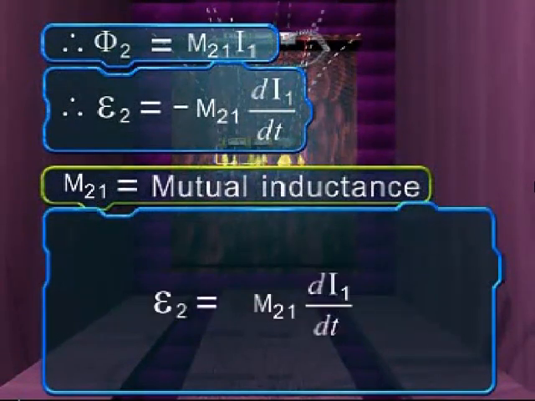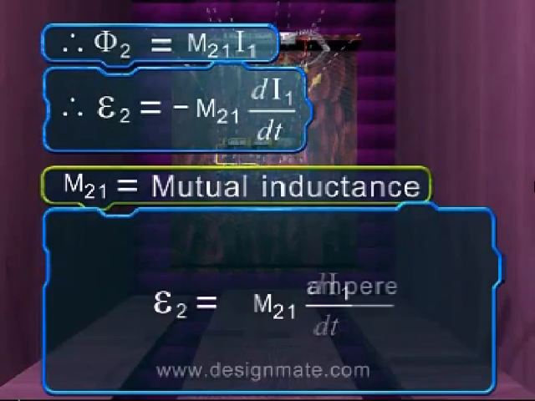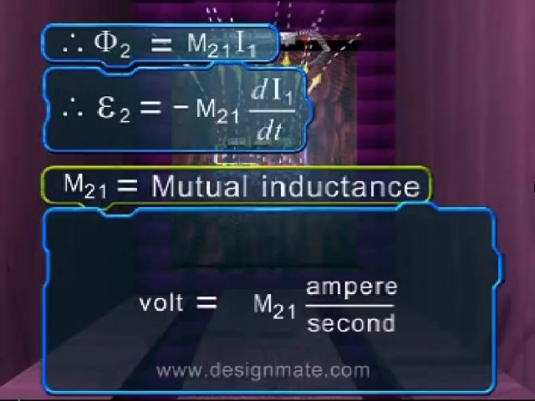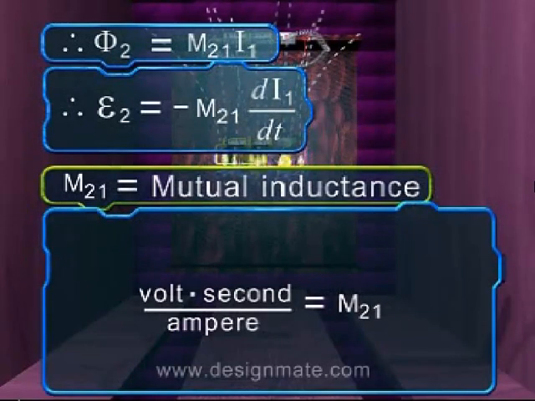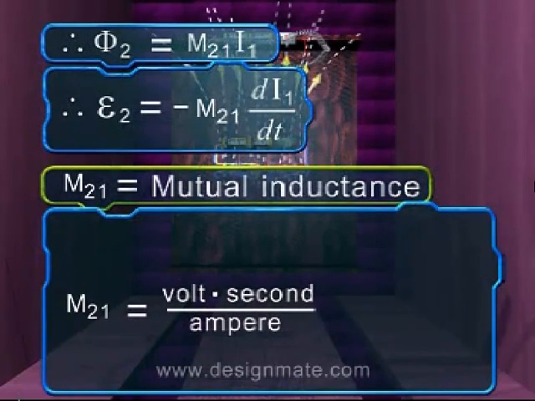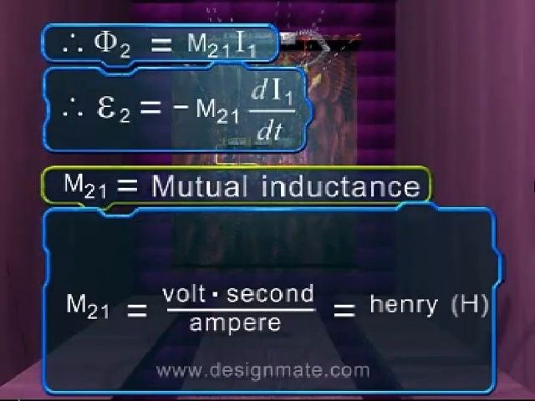If we take dI1 upon dt in amperes per second and epsilon 2 in volts, then the unit for mutual inductance becomes volt second upon ampere, which is equal to Henry, H.